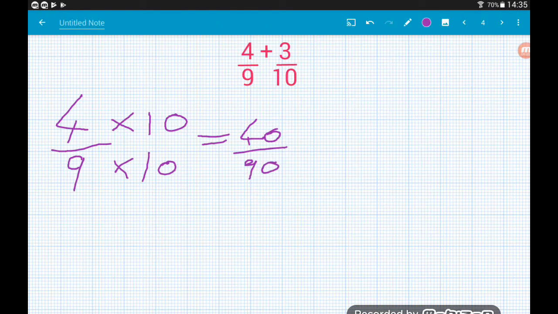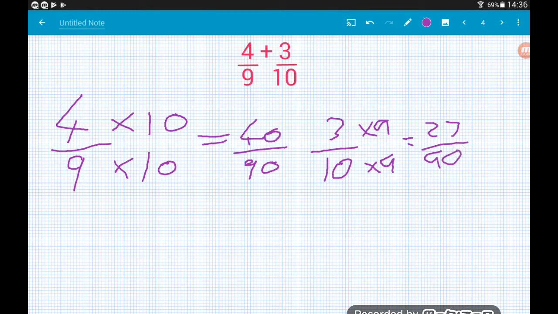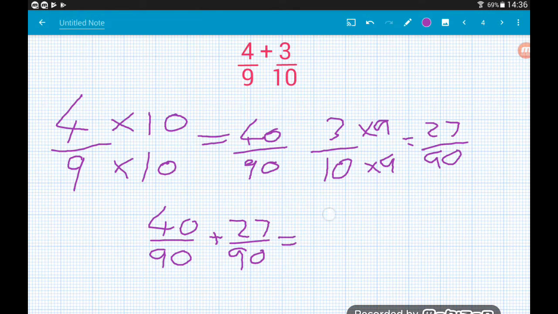And then with 3/10, we're going to need to multiply top and bottom by 9, and then that's going to give us 27/90. Okay, so now 4/9 add 3/10 has become 40/90 add 27/90, and that's going to give us 67/90. Jobs are good and again.